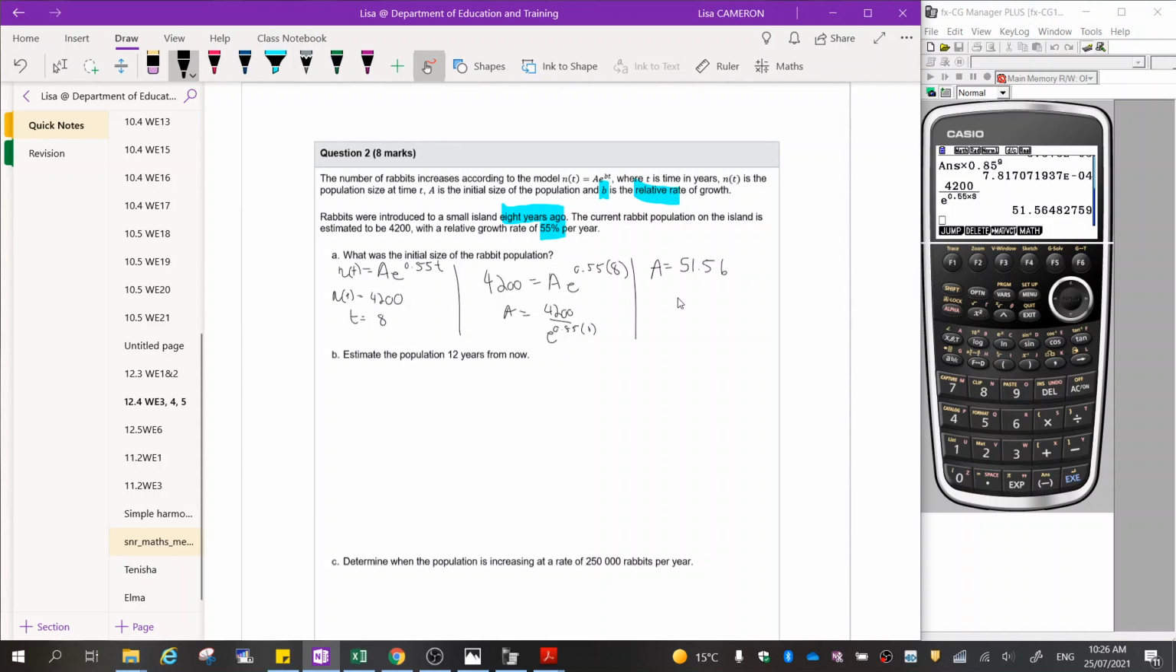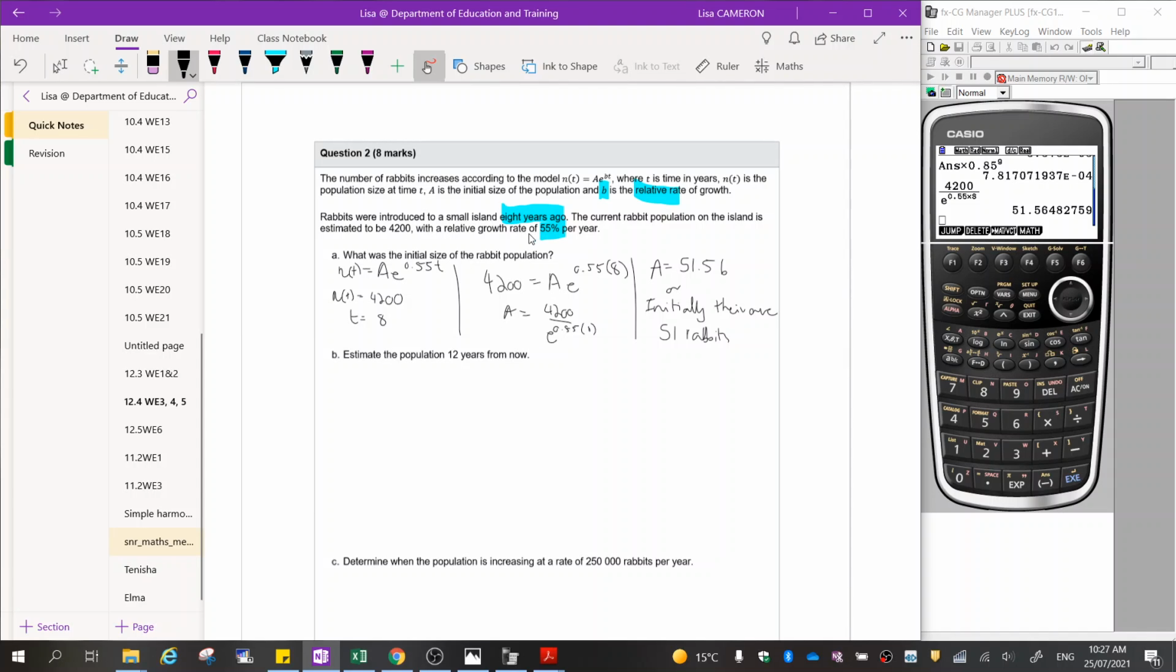Okay, so then that gives me 51.56, or let's say initially there are 51 rabbits. Now, I don't think that you can get marked down for rounding to 51 or 52, but I could be wrong. Okay, so there are 51 rabbits. Okay, so estimate the population 12 years from now.